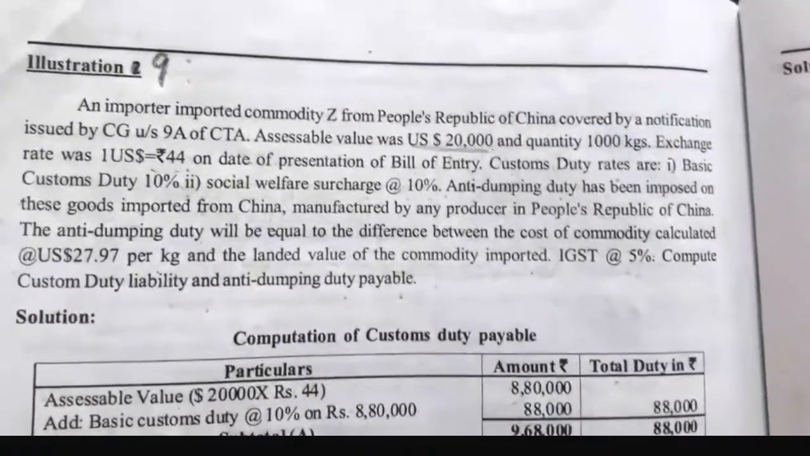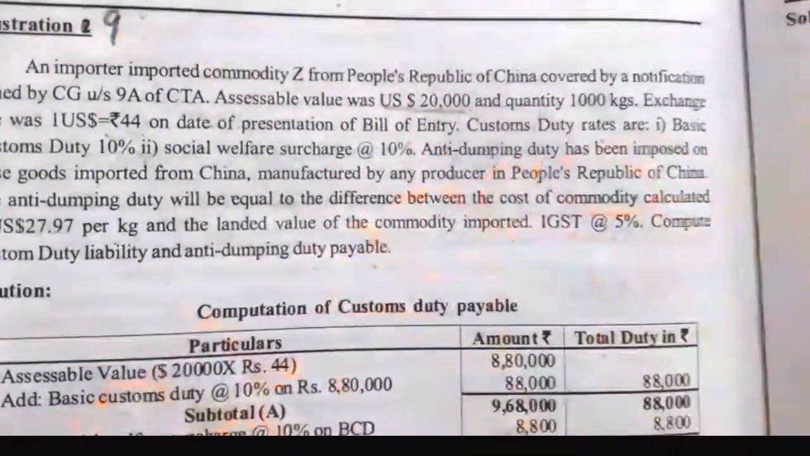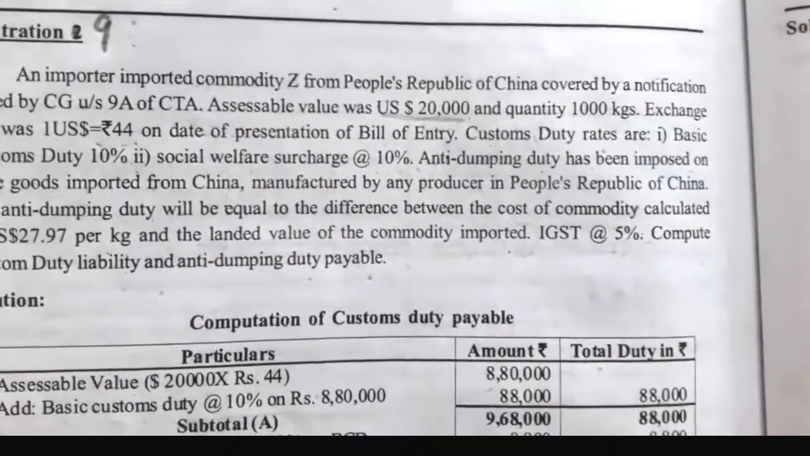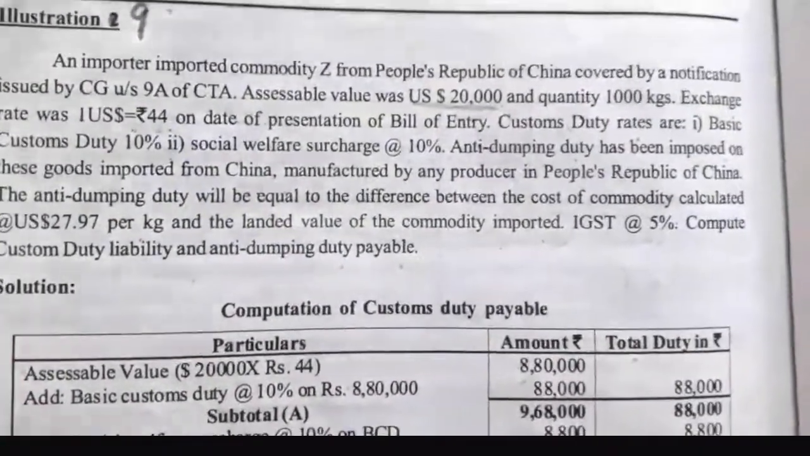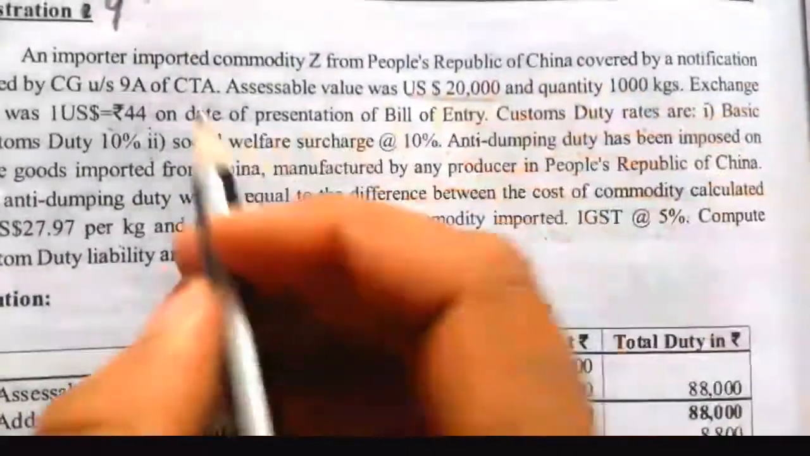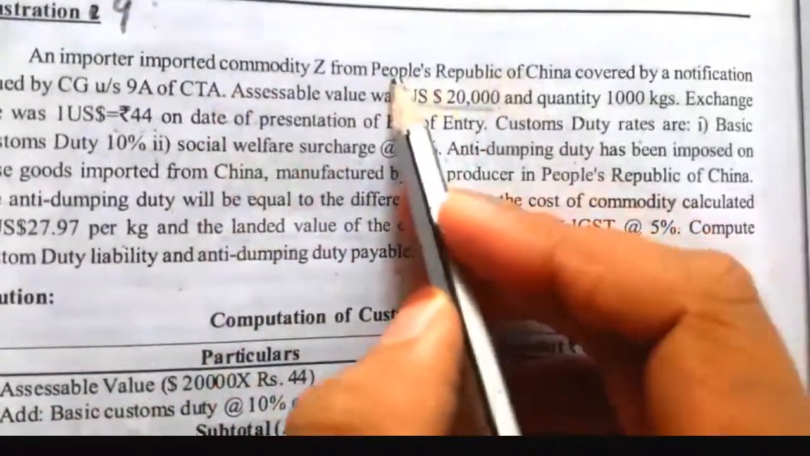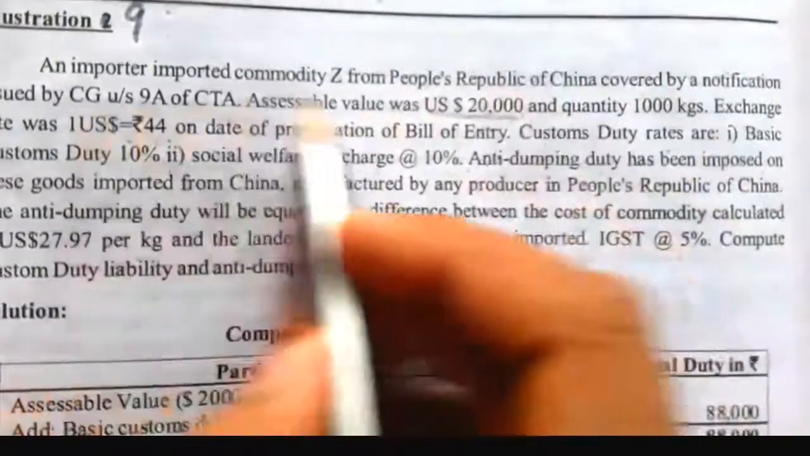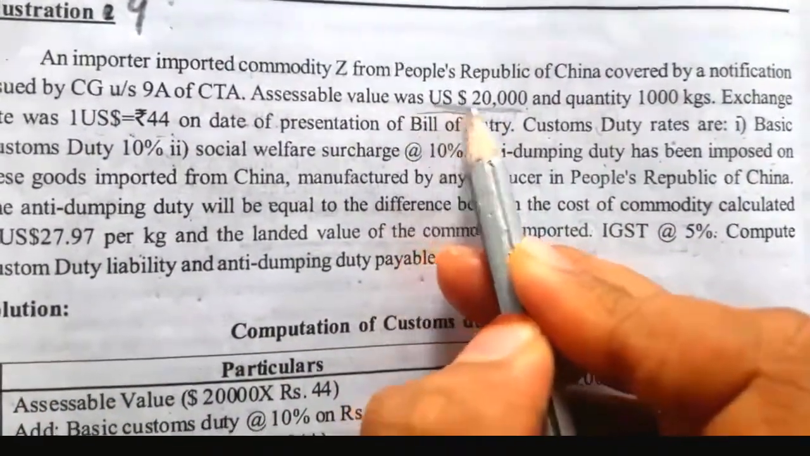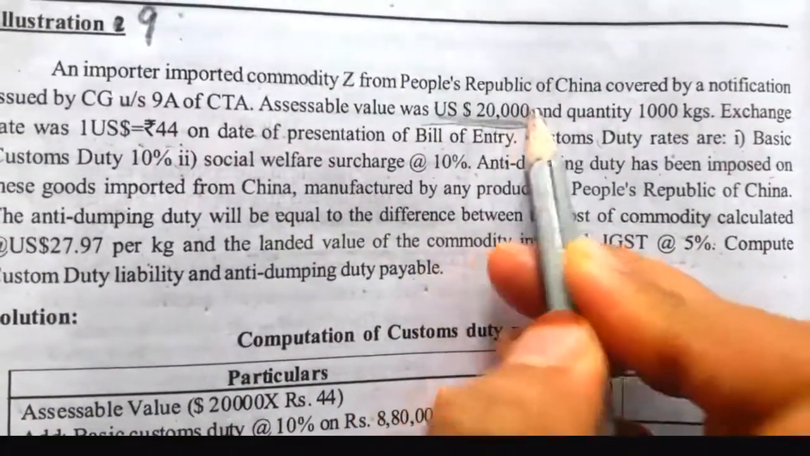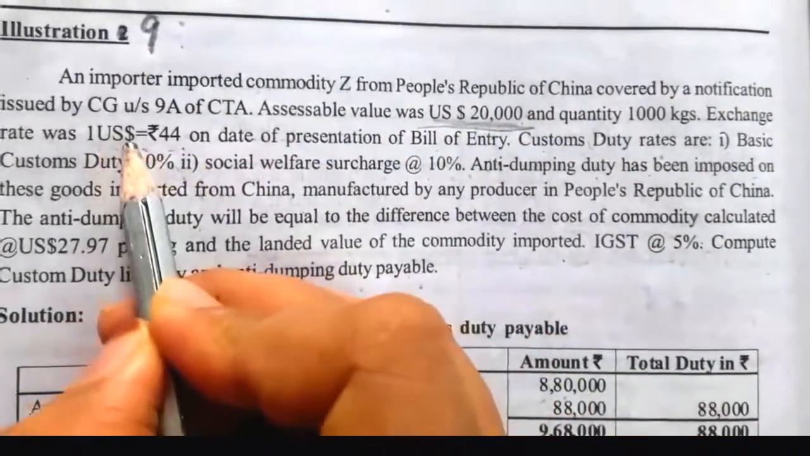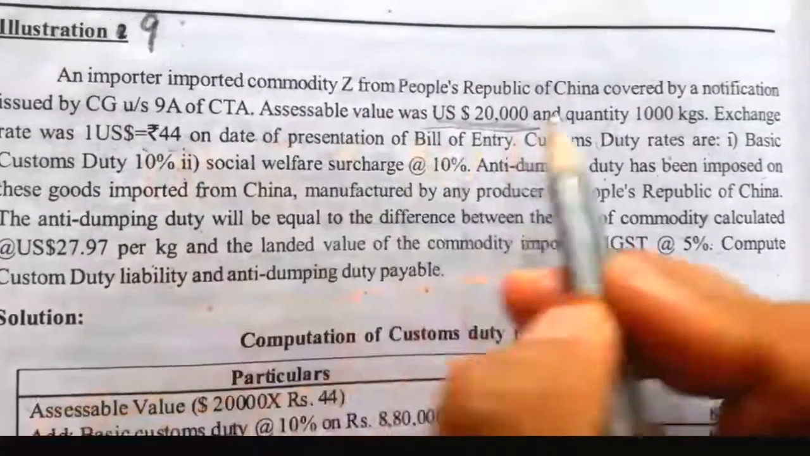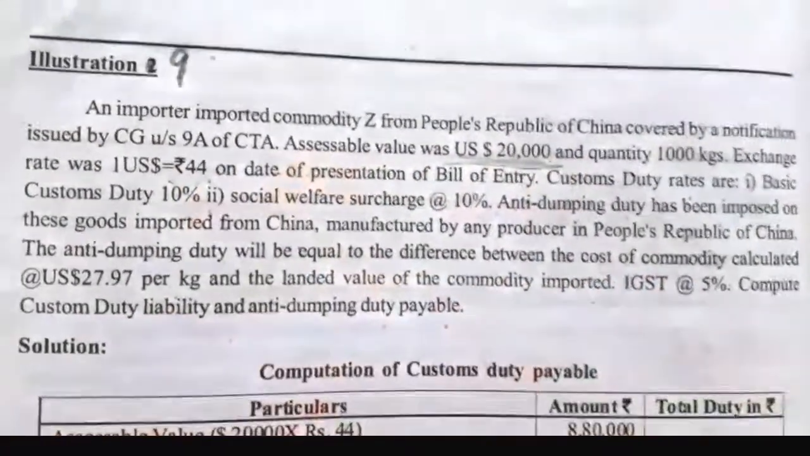So this is a similar illustration you have to work out, similar to previous illustration number 8. This is a homework for you. So I'll explain the illustration. An importer imported commodities from China. Here assessable value given is US dollar 20,000. So we have to convert the assessable value, that is 20,000, at the exchange rate of 44 per US dollar. 20,000 into 44 is equal to assessable value.